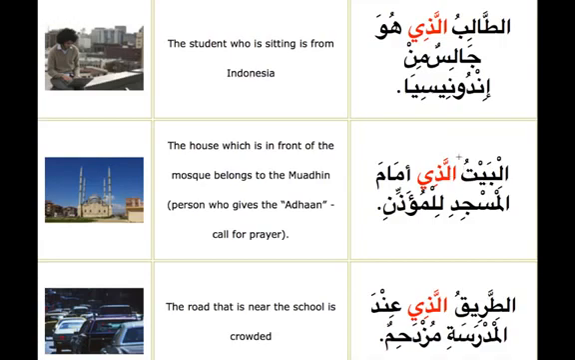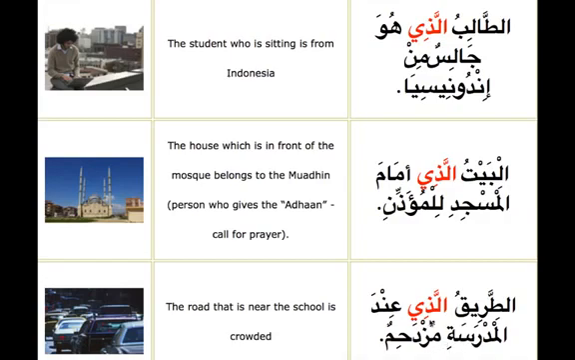Al-baytu, the house, allazi, which, amam al-masjidi, is in front of masjid. Then we got khabar here. Jar majrur lil muazzin. Lil muazzin, belongs to the muazzin. So at-tariqu allazi inda al-madrasati. Inda is zarf. And what comes after zarf is mudaf ilayhi. Al-madrasati. That's why it's madrasati. So this is coming together as a silatul mawsul. Allazi inda al-madrasati. The road which is near the school.